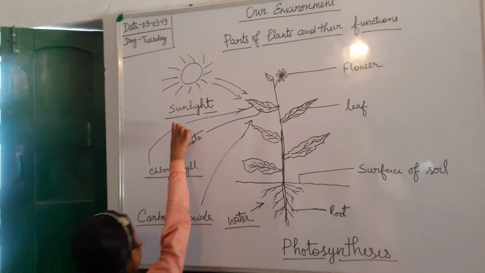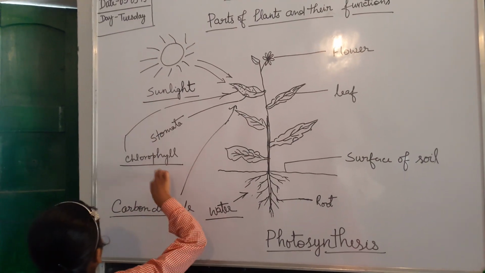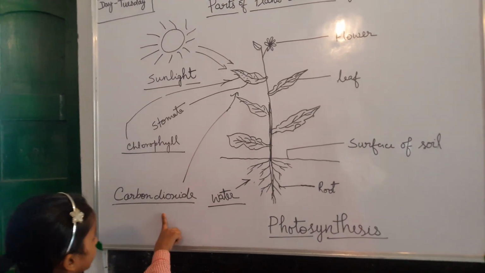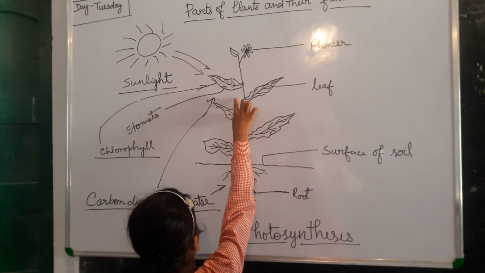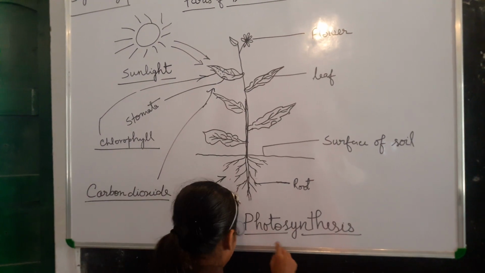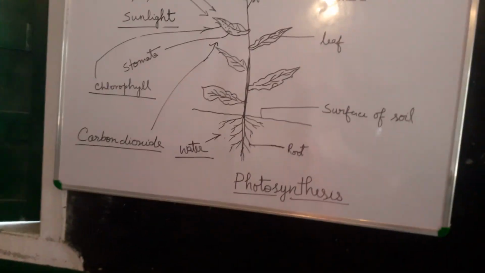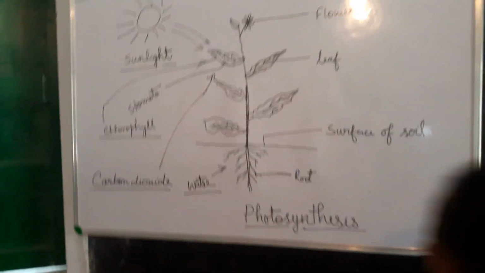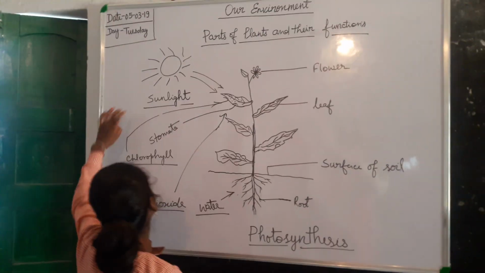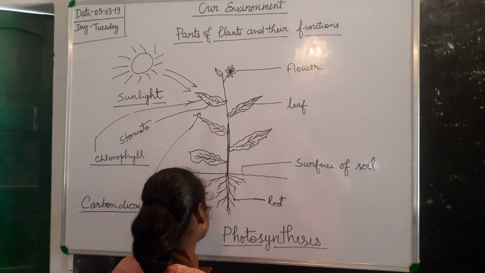In the presence of sunlight. Please speak loudly. In the presence of sunlight, chlorophyll, carbon dioxide, and water, leaves make their food. Any young children? You? Come here. In the presence of sunlight, chlorophyll, carbon dioxide, and water, leaves make their food. This process is called photosynthesis. Well done.